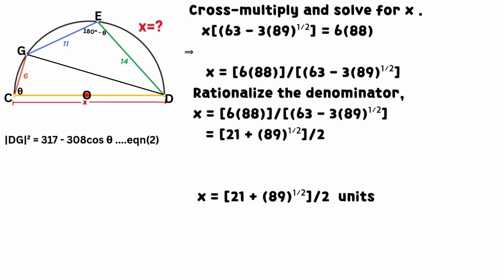Rationalize the denominator. Simplify so that the final result is x equals half the sum of 21 and the square root of 89 units, or 15.22 units to 2 decimal places.